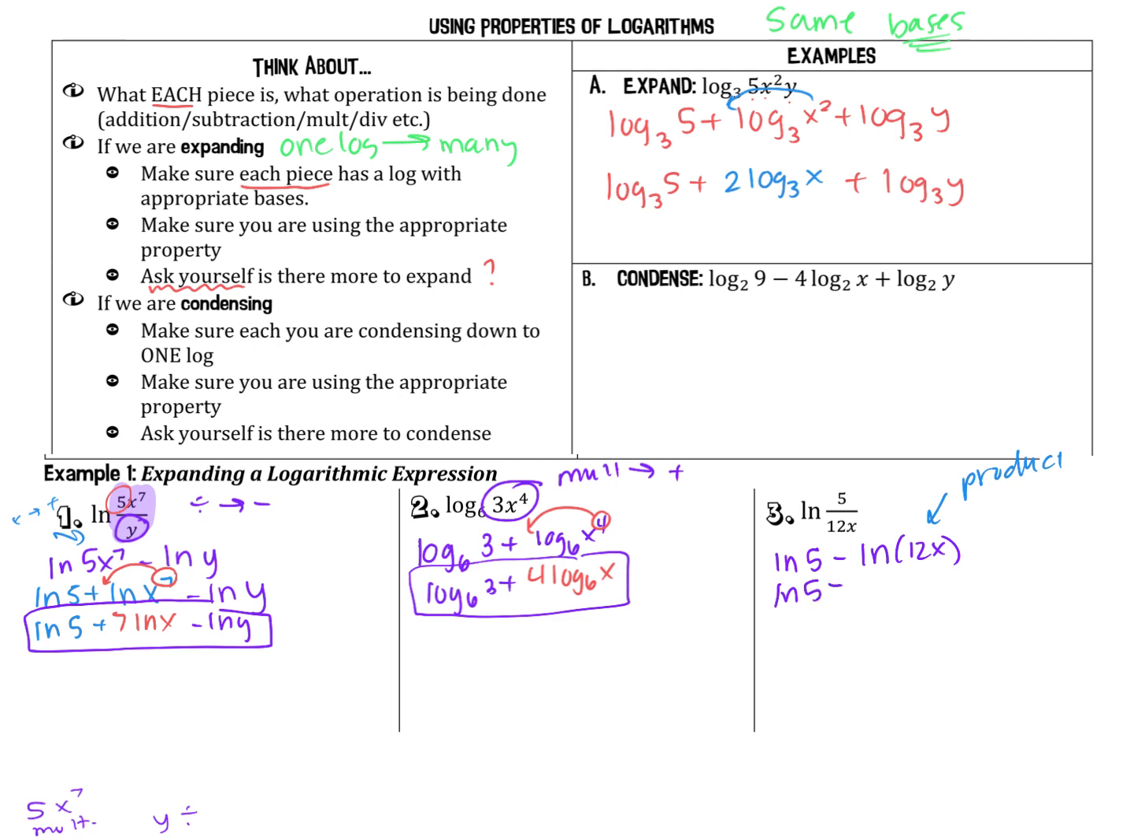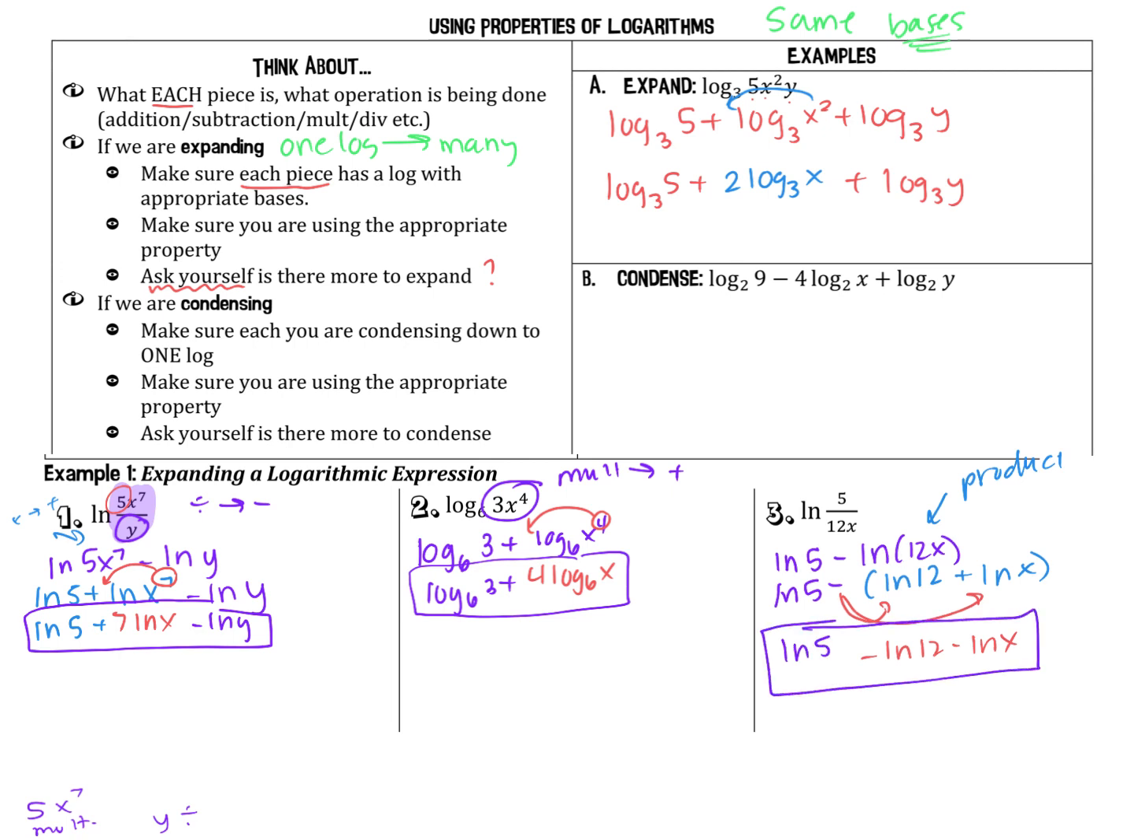So natural log of 5 minus, if I expand this, this is going to be natural log of 12 plus natural log of x. But remember, both the 12 and the x were in the denominator. So this negative sign is going to actually need to distribute to both the natural log of 12 and the natural log of x.